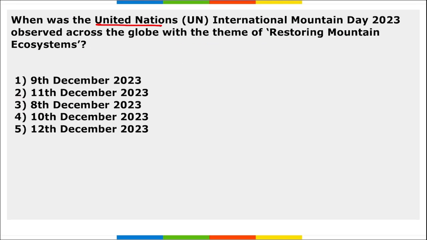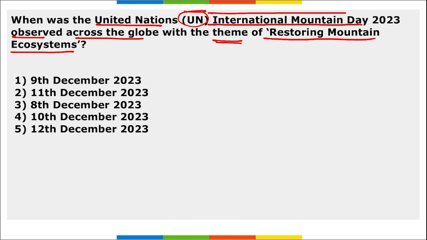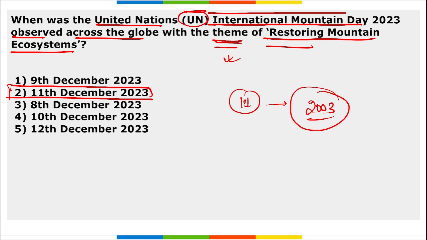Next, when was the UN International Mountain Day observed across the globe with the theme of restoring mountain ecosystems? I repeat, when was the UN International Mountain Day 2023 observed with the theme restoring mountain ecosystems? It was observed on 11th of December 2023. And the theme is also mentioned here, restoring mountain ecosystems. For the first time, this day was observed on 11th of December in 2003. Right? For the first time.